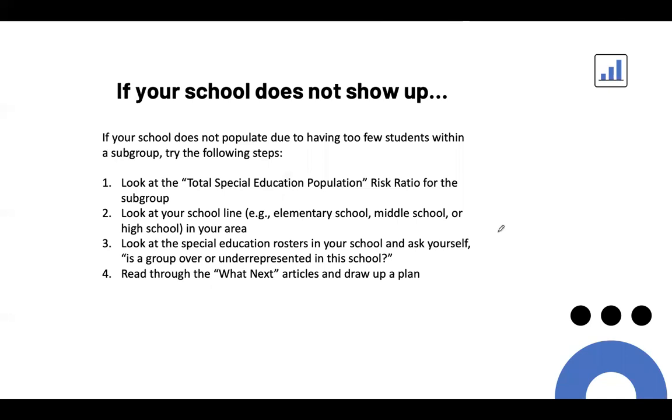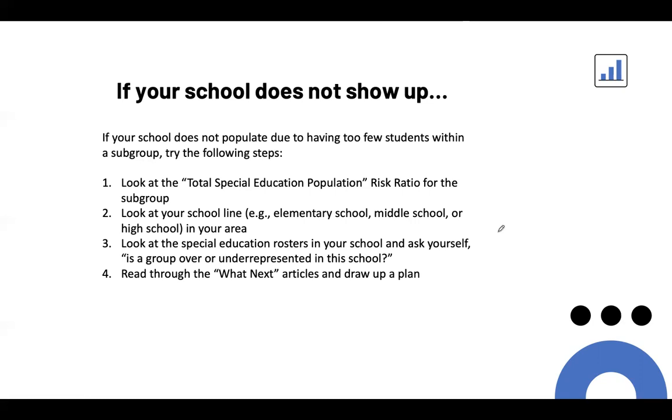If your school data does not show up, then try to follow these steps. Look at the total special education population for your subgroup at that school. That's a bigger sample set. So that might have a result that might be a little more telling than the specific disability categories for your school. You can also look at your school feeder line, like the elementary school in your district or the high school in your district. That might have a few more students that might be helpful to see where the trajectory for the students in your district is.